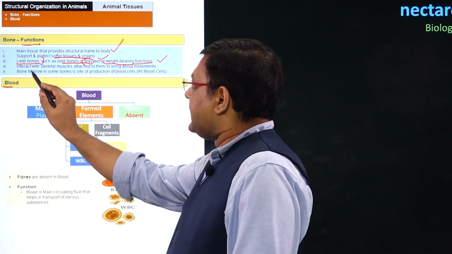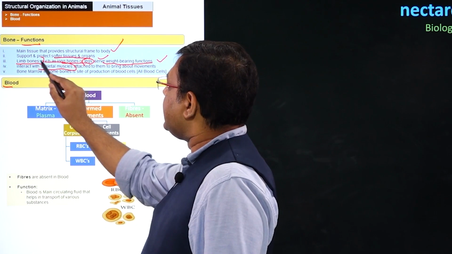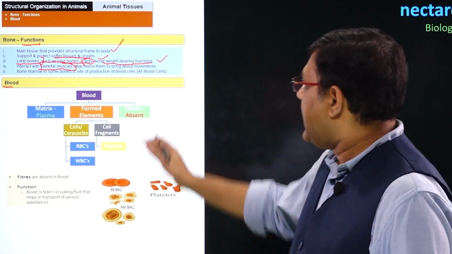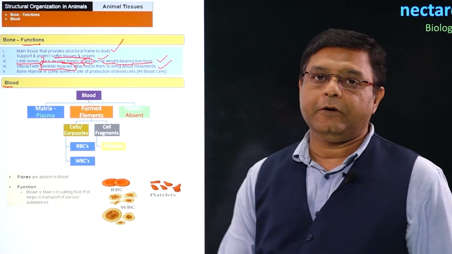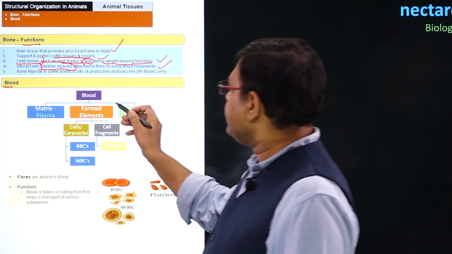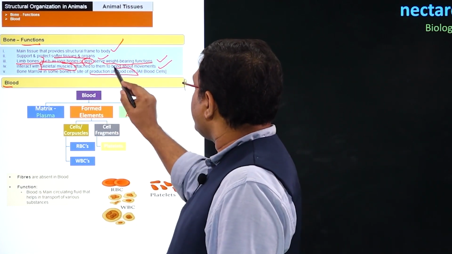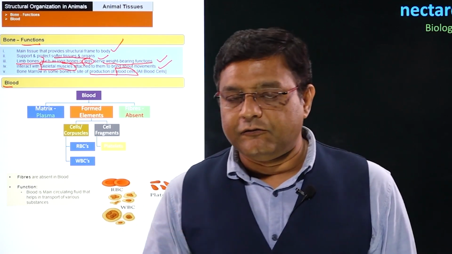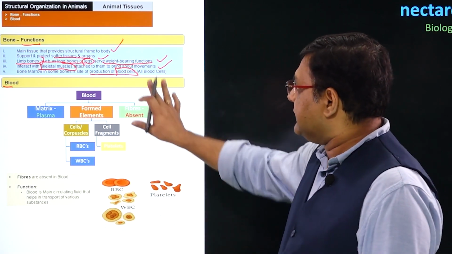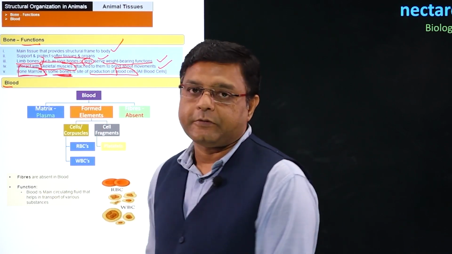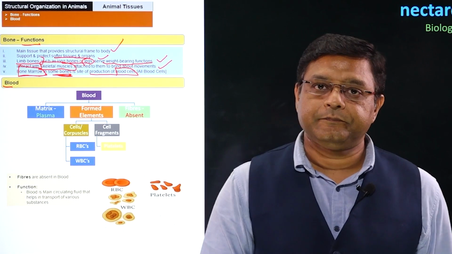Next, we can say that bones interact with skeletal muscles. So skeletal muscles are attached to the bones, and that is how we are able to perform movement or locomotion. Then we can talk about the production of blood cells. Now blood cells, whether these are RBCs, WBCs or the platelets, are produced in bone marrow, and bone marrow is present inside the bones.